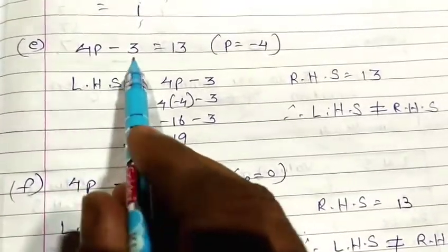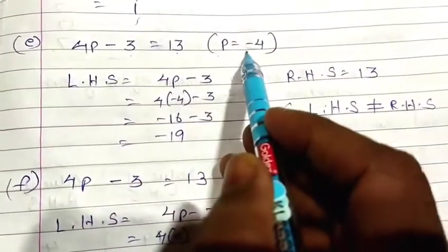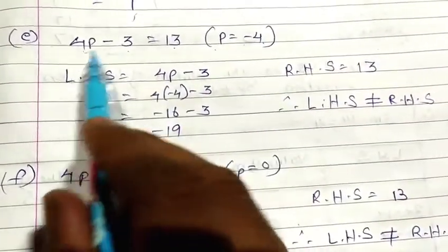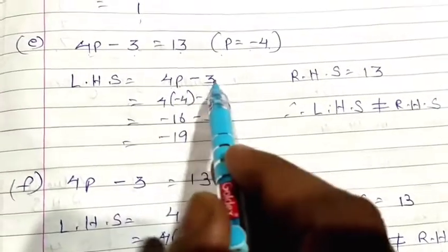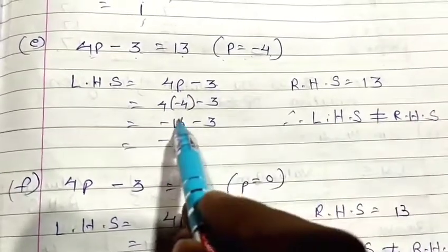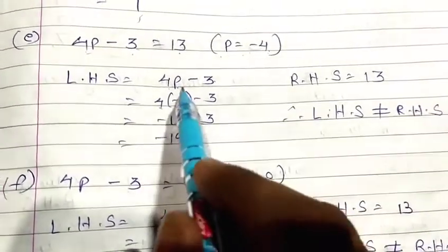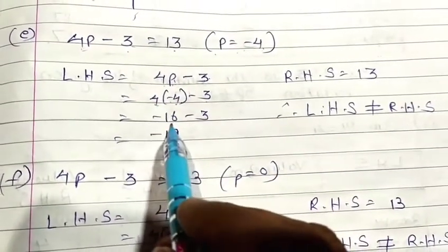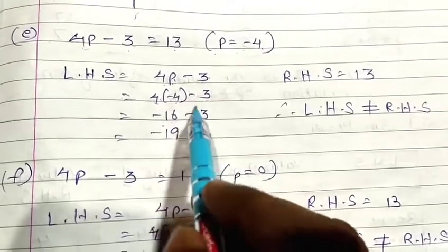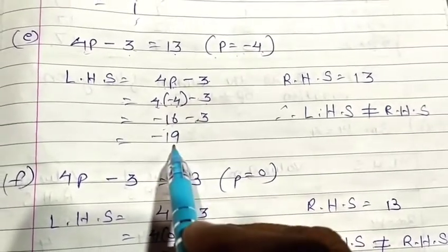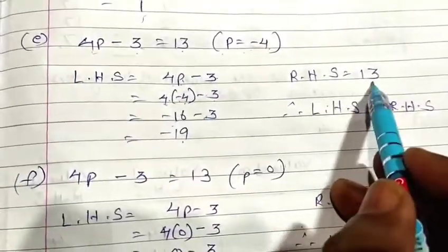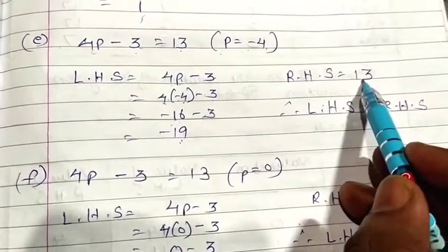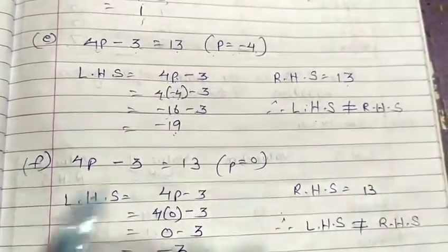Then 4 times p minus 3 equals 13. p equals negative 4. Now again write down the left hand side, that is 4 times p minus 3. In place of p substitute minus 4. 4 4s are 16. Negative into positive is negative only, and minus 3, minus plus minus gives minus 19, and here the right hand side is given 13. That means minus 19 is not equal to 13. So write down LHS not equal to RHS.